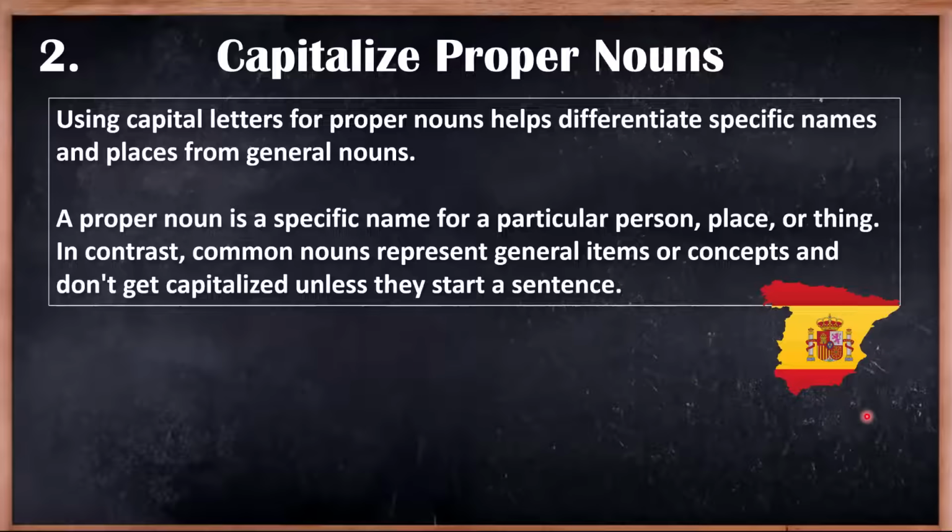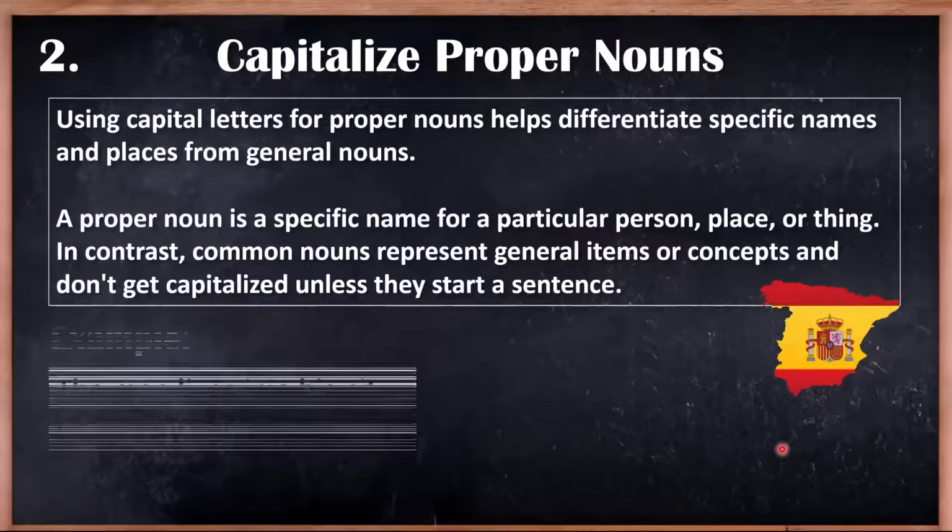So a proper noun is a specific name for a particular person, place, or thing. In contrast, common nouns represent general items or concepts, and they are not capitalized unless they start a sentence. Let's look at some examples.